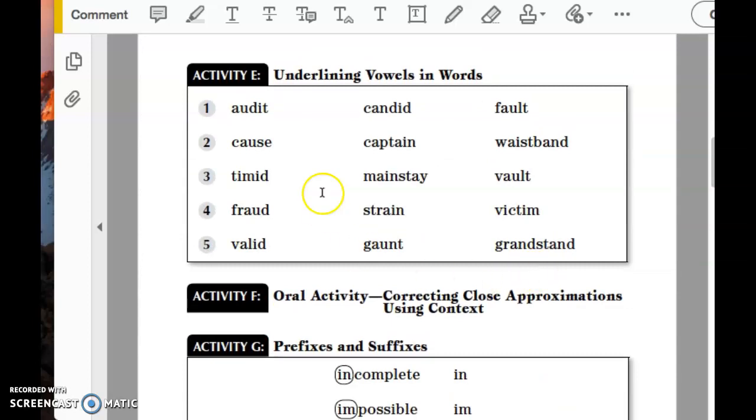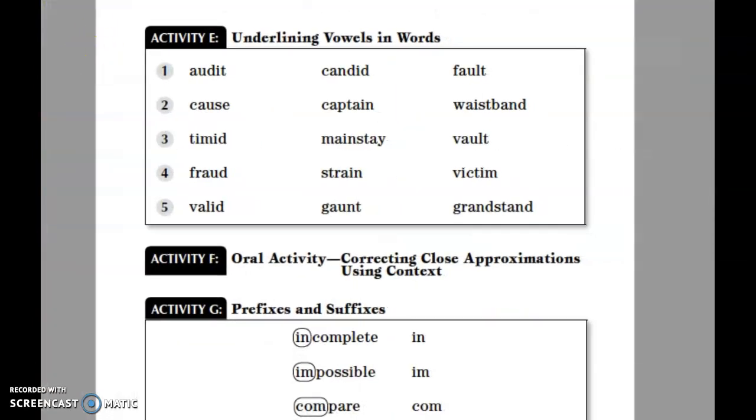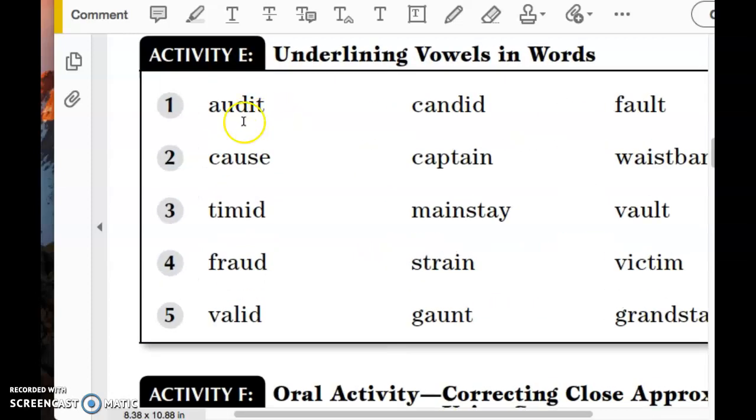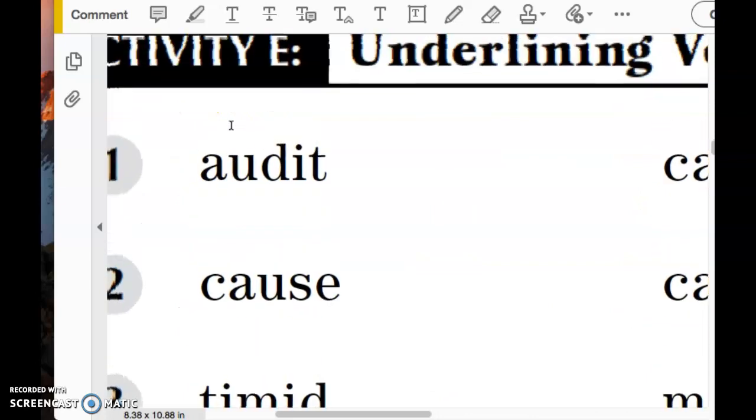Pay attention because this is what you're going to be doing on Kami. Activity E. Each word part has one vowel sound. What does each word part have? One vowel sound. Finding the vowels in a word helps us read the words. Watch me find the vowels in this word. AU make one vowel sound, ah. I makes one vowel sound, I. There's two word parts. Ah, did.